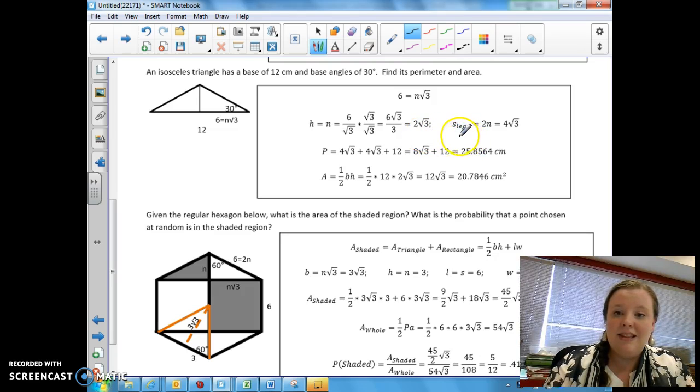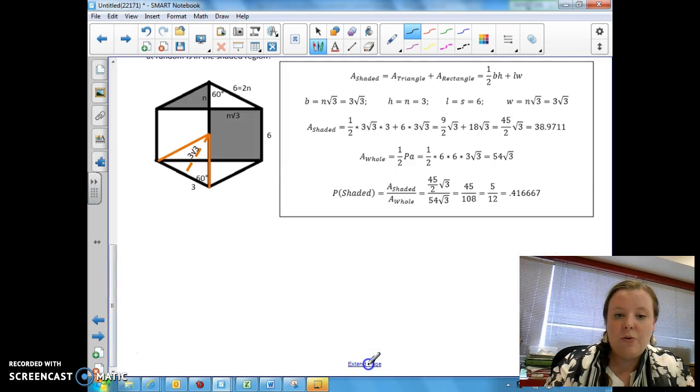I can also get the legs of my triangle by doing 2n, which would then leave me with 4 root 3. So my perimeter is all of my sides added together: 2 legs and a base, and my area is 1/2 base times height, as you can see there.